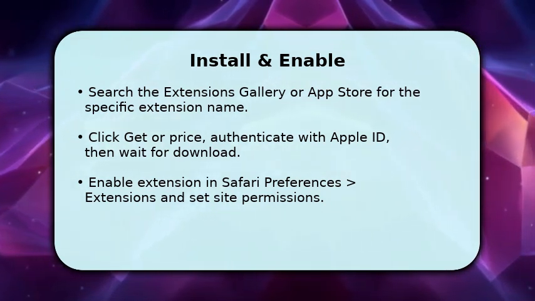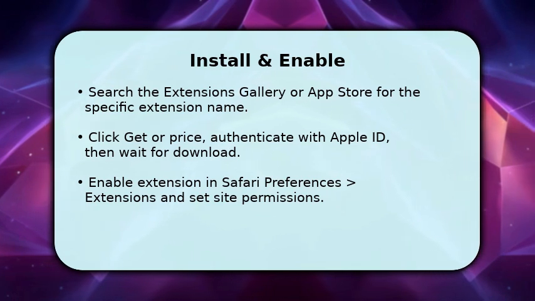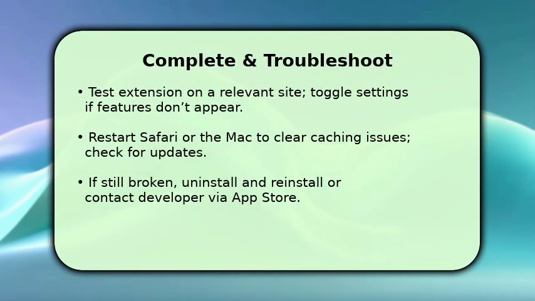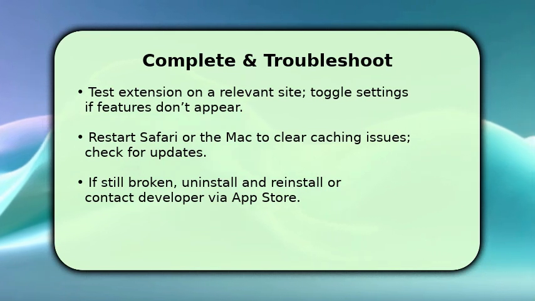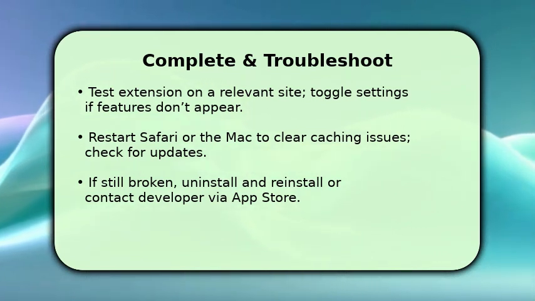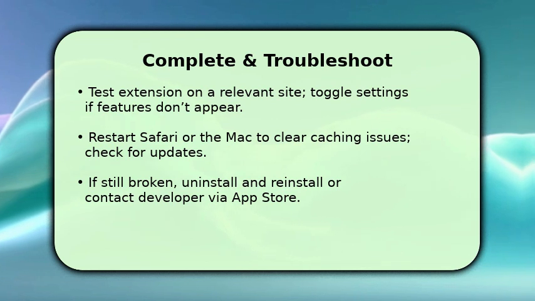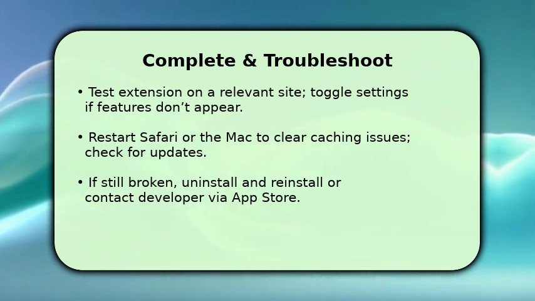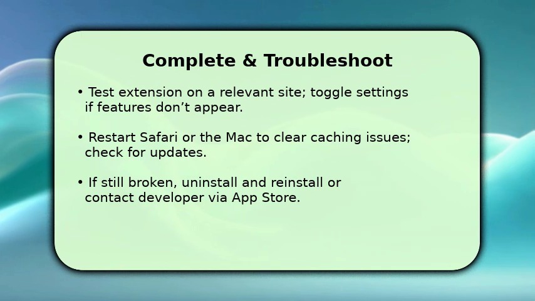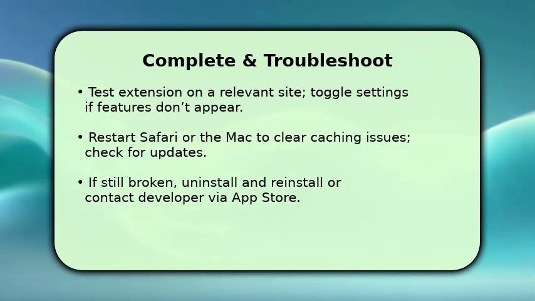Finish by testing the extension on a page where it should act. Make sure features appear and permissions are respected. If something's off, toggle the extension off and on, then restart Safari. This clears session caching. If problems persist, restart your Mac and check for macOS or extension updates, because incompatibilities often cause failures.